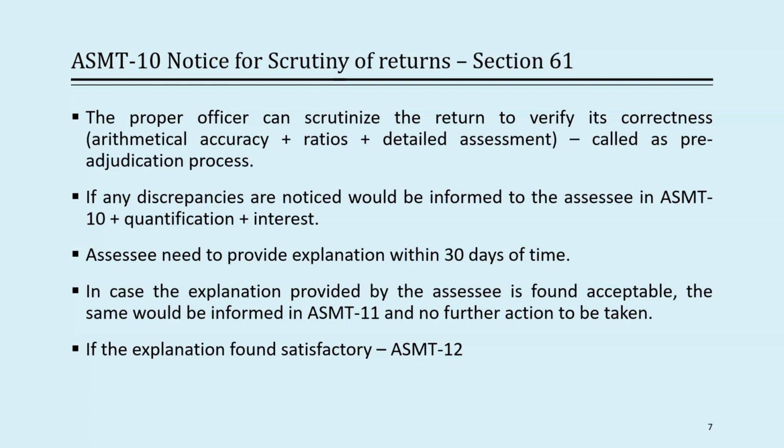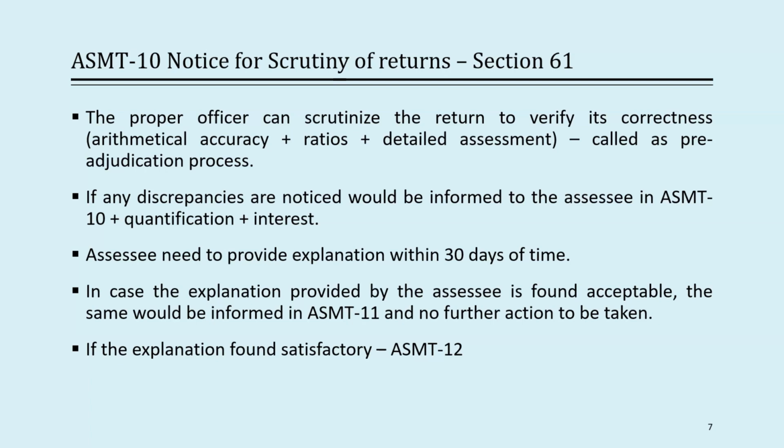For example, we file GSTR 1 as well as GSTR 3B for every month. There may be differences between GSTR 1 and 3B itself, so that may be verified during the scrutiny of returns. Or every month, what is the ratio of input tax credit taken by me?